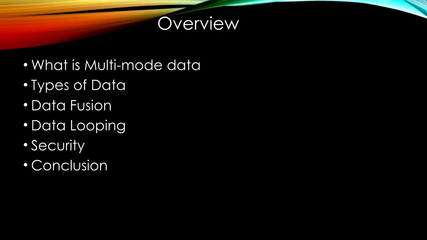So as we can see in the overview, first I want to explain to you what multimode data is, the different types of data that can be found, data fusion and what that means in military terms and on the battlefield, some issues that concern data looping and what we can do to ensure that that doesn't happen, how we secure these different types of multimode data, and then finally wrap it up with a conclusion, and hopefully you'll glean a little bit of information about the use of multimode data in the military environment.